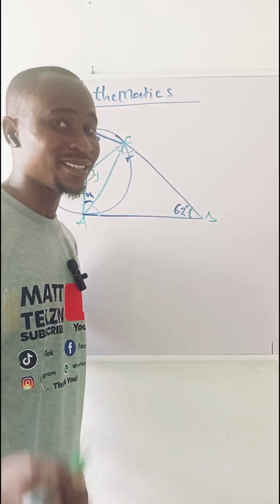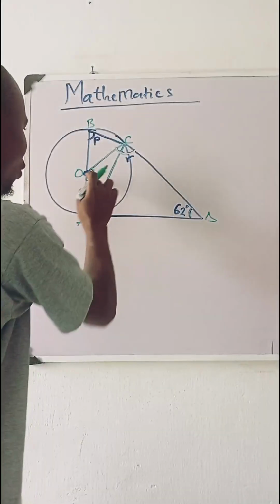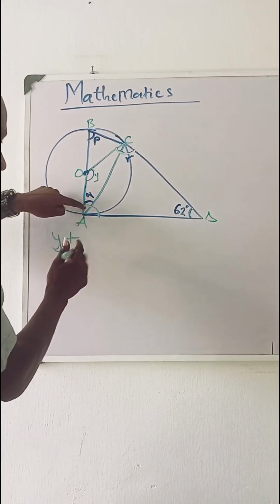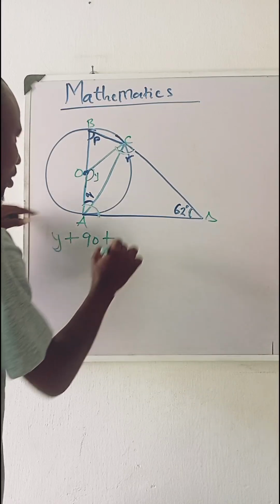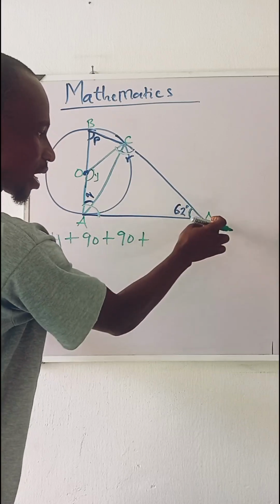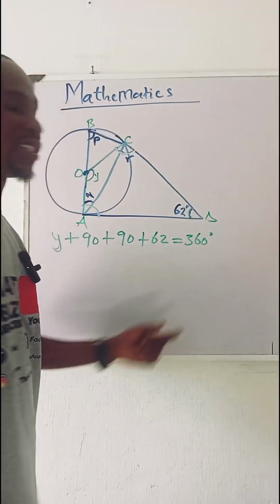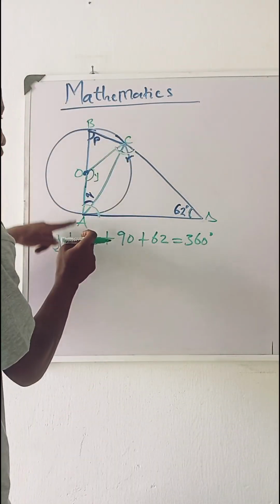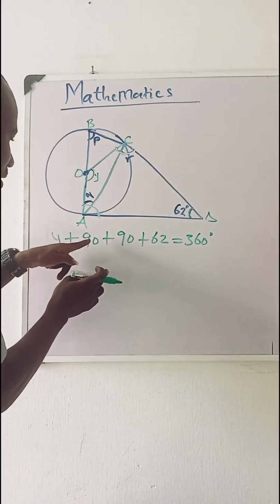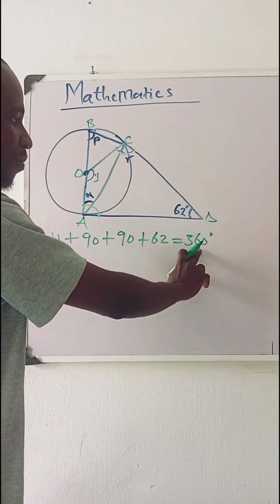All right, so since here is 90, here is 90, here is 62, I can find my angle Y using what? Sum of angles in a quadrilateral is equal to what? 360. So let's go there. My Y plus angle A is 90, plus angle C is also 90, plus this angle D is 62, equal to 360 degrees. Sum of angles in this quadrilateral AOCD.